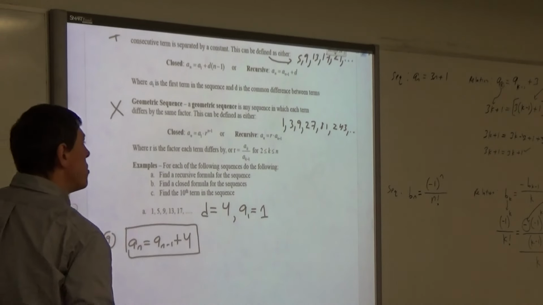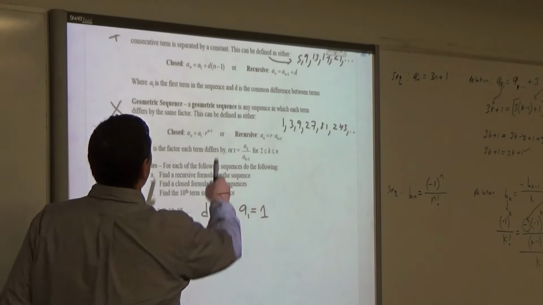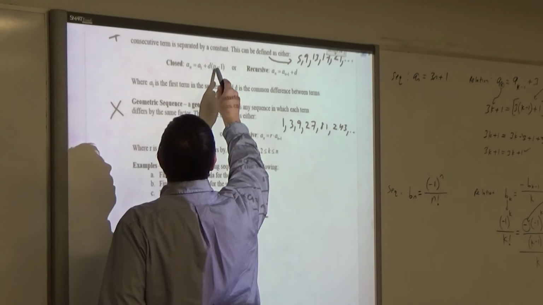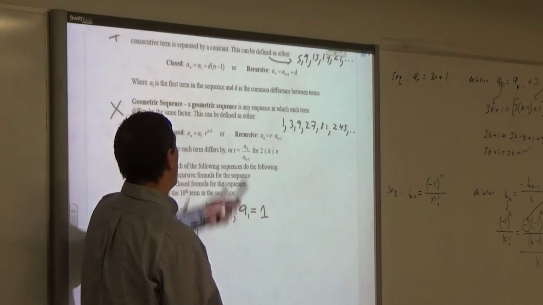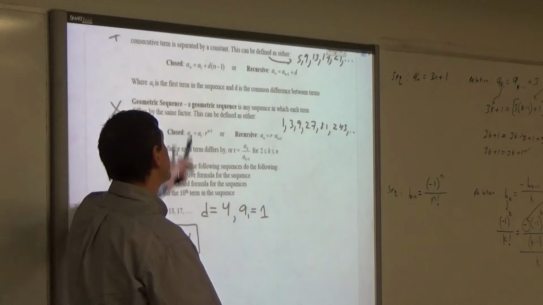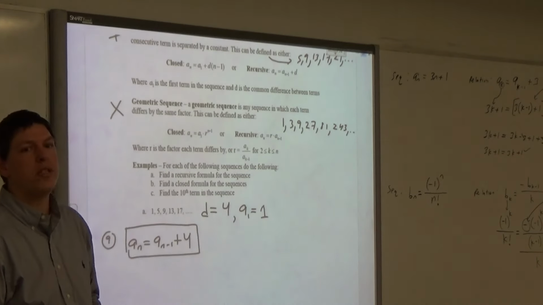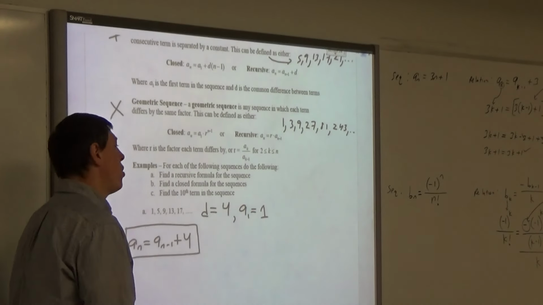Go ahead, Chris. Why is it a sub 1 instead of a sub 0 for the initial term? It's just the way that this is set up. I could make it a sub 0, but then I'd have to change this to n. Quite honestly, I like the other way better, but this is the way the textbook presented it, and because I like to stay consistent with the text, if anybody ever reads it, I just don't want to deviate from what's in there. That's the only reason.